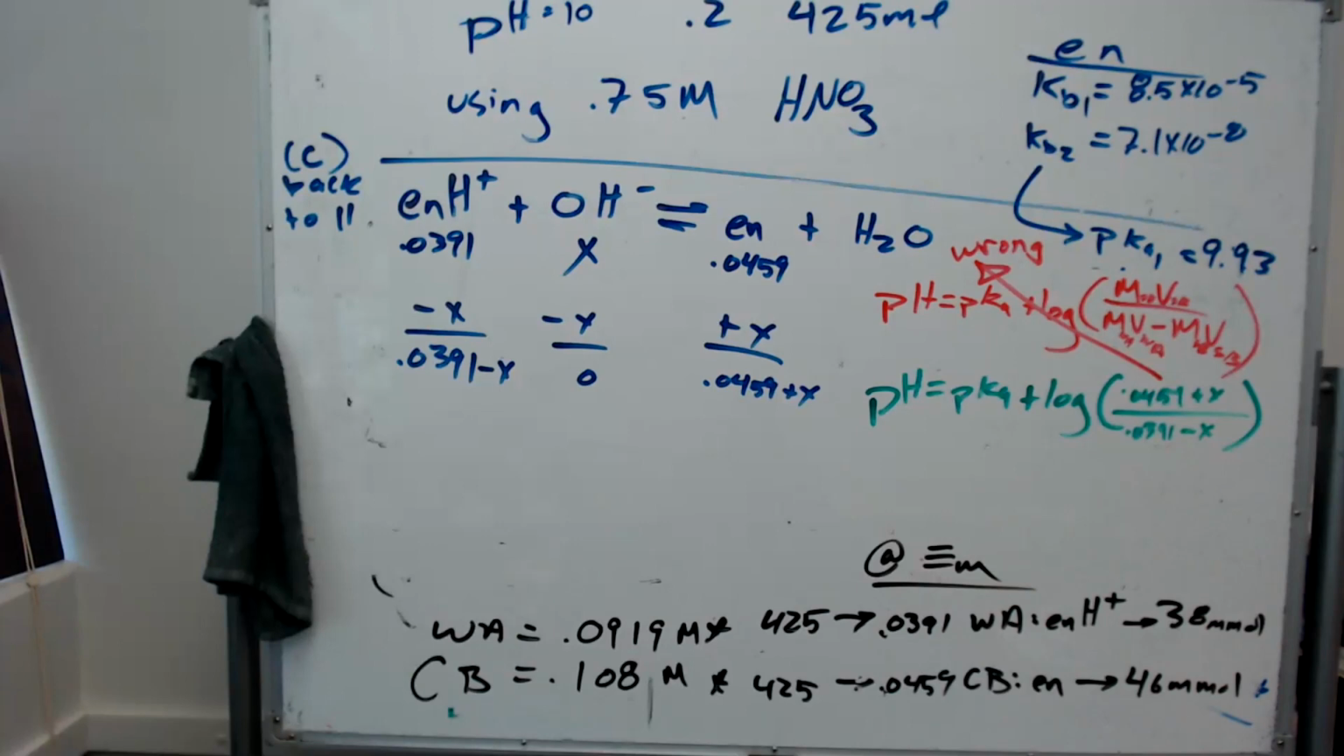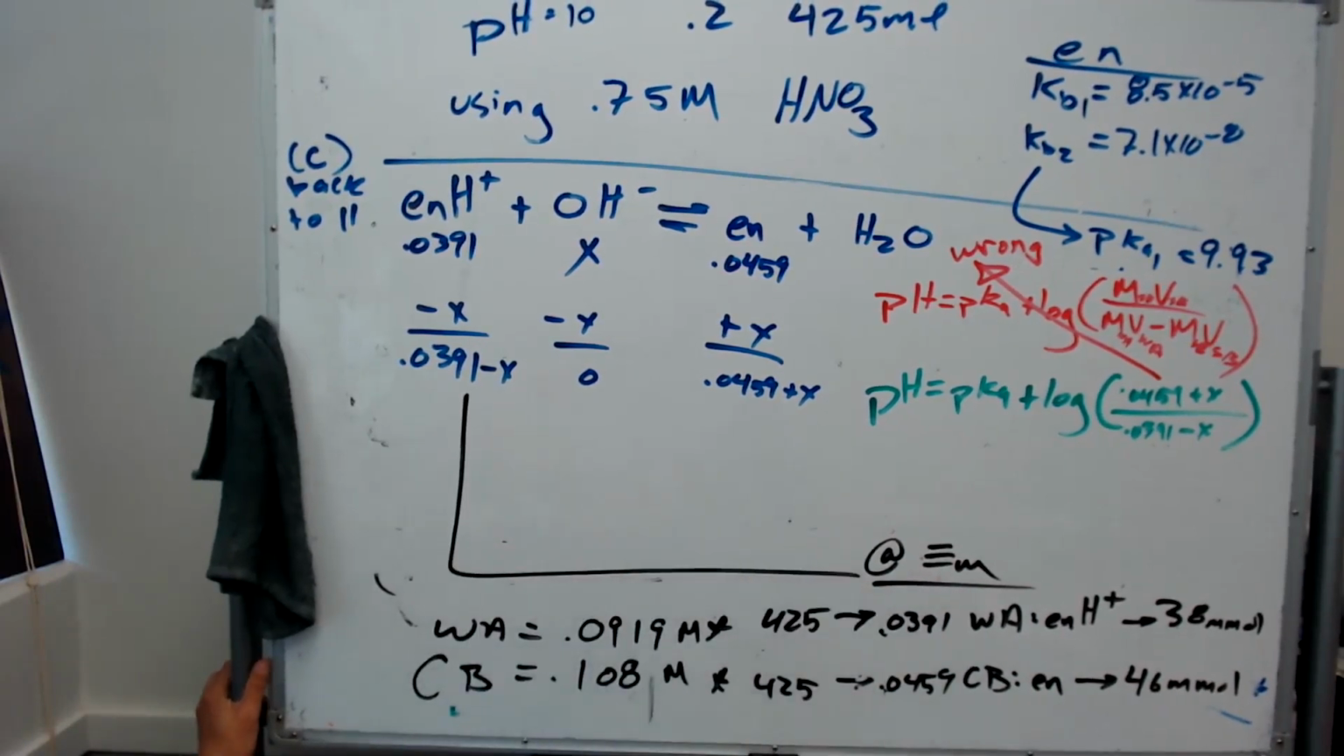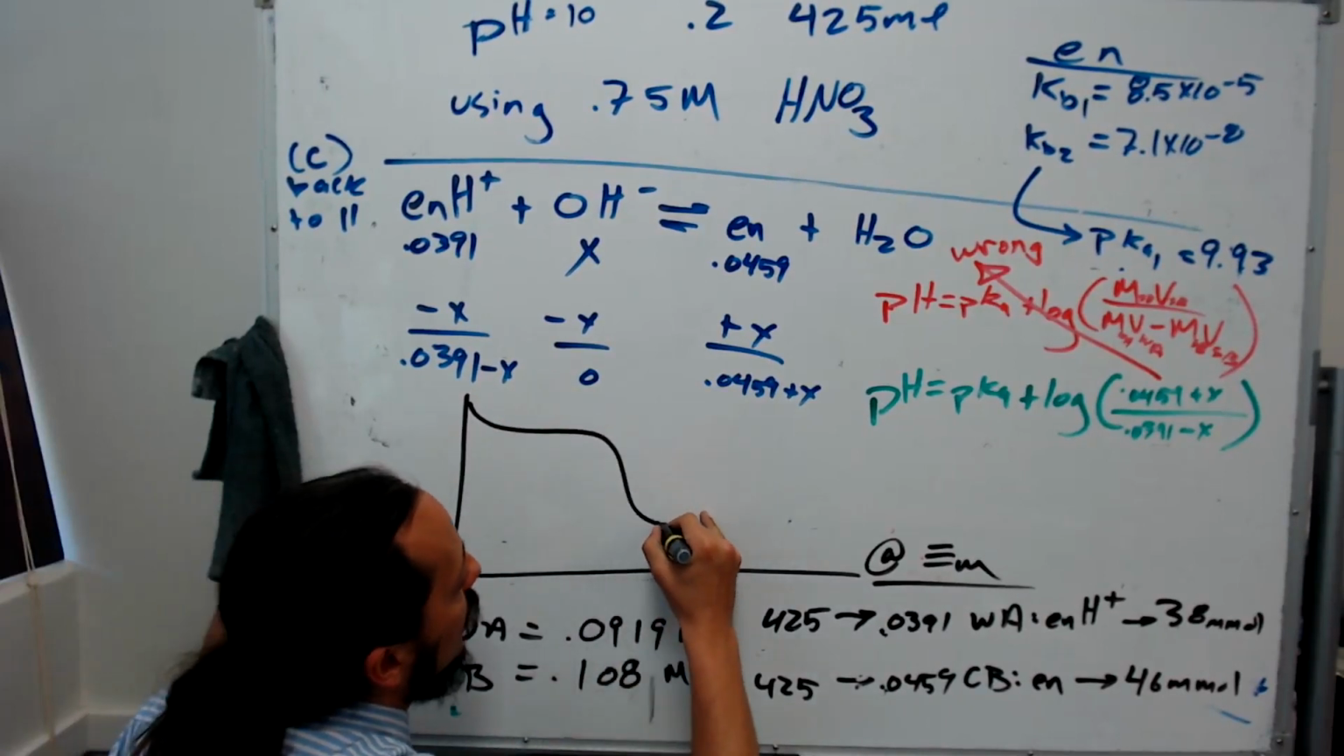We can think about this logically as well, because some people jumped to the shortcut and then they got an answer and the answer just didn't make sense. And I think a lot of people realized the answer didn't make sense, but then they didn't know what to do. If we think about this logically, and I always encourage drawing a titration curve to think about this, our titration is going to look something like this.